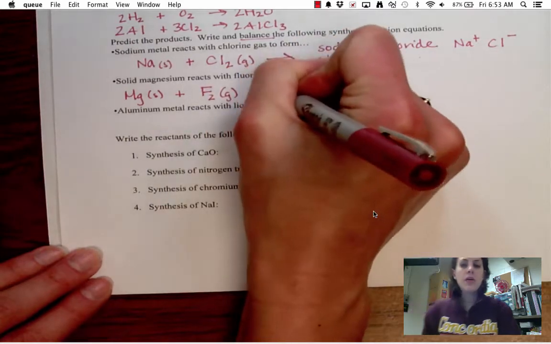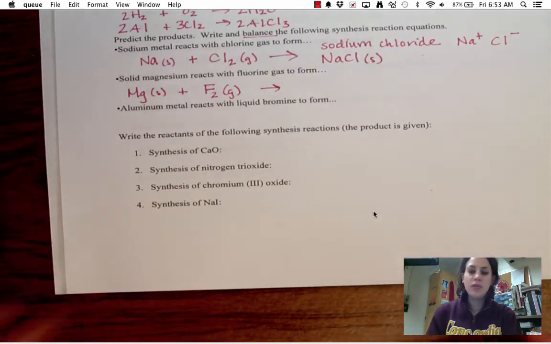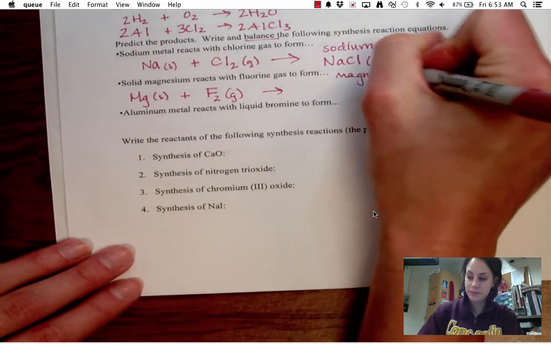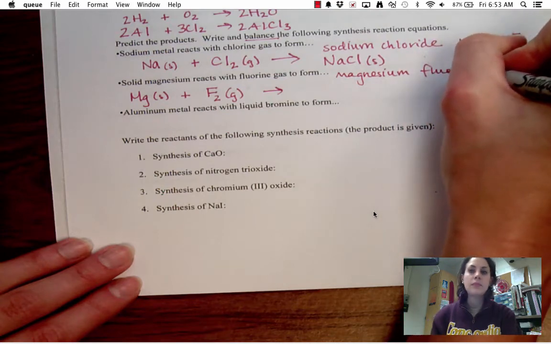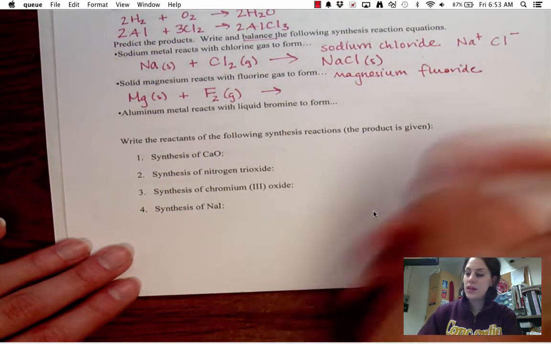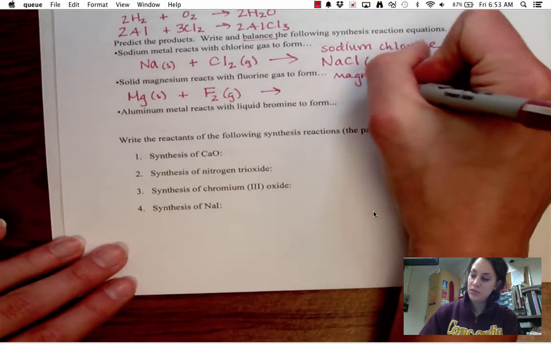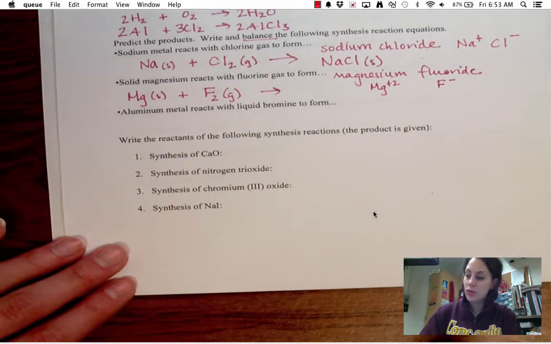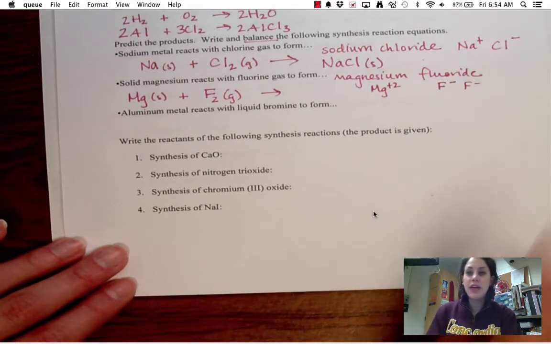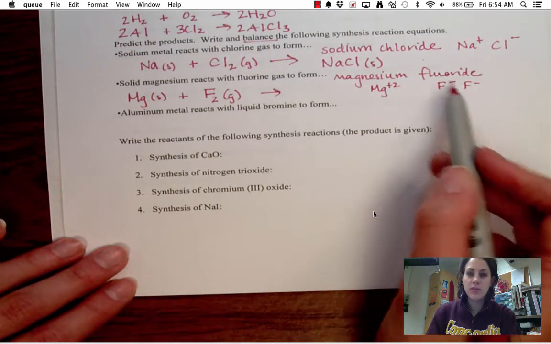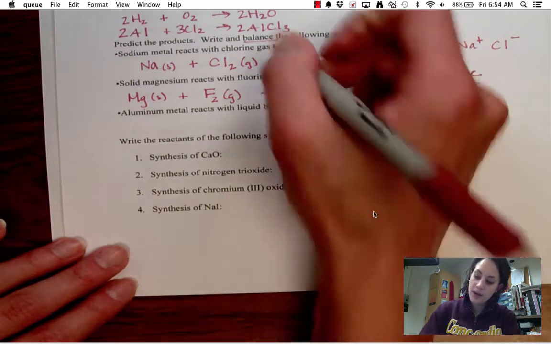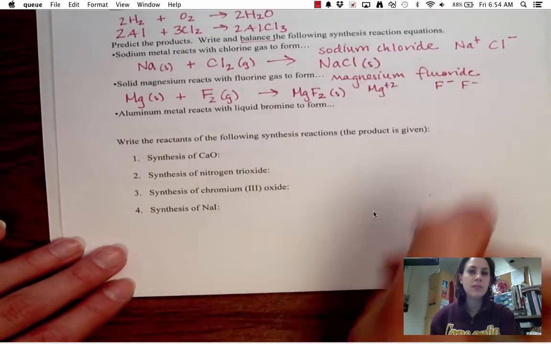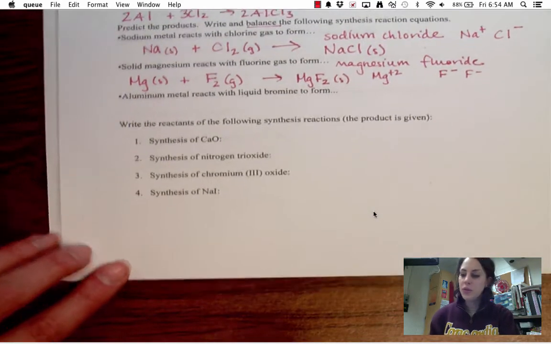To form. Okay, so the ionic compound here that magnesium and fluorine are going to form is magnesium fluoride. And so again, I need to know the charges for those. Magnesium is a +2, fluoride is a -1, and so I need two fluorides altogether to balance out with magnesium. And so my formula for my compound becomes MgF2. Again, that's a solid. Okay, go ahead and make sure that that's balanced. Let's try one more together here.